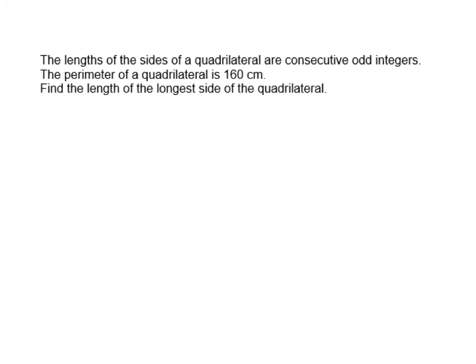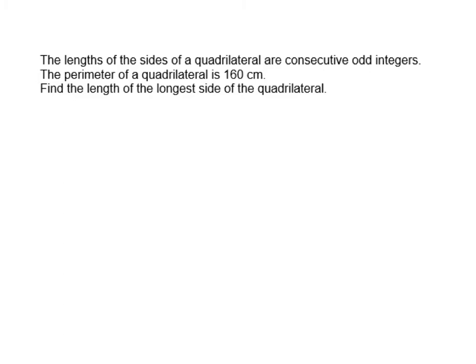Alright, well this one is kind of fun. The lengths of the sides of a quadrilateral, remember a quadrilateral has 4 sides, are consecutive odd integers. So we know how to do that from an earlier video. The perimeter of the quadrilateral is 160 centimeters. We know how to do perimeter. And then find the length of the longest side of the quadrilateral.